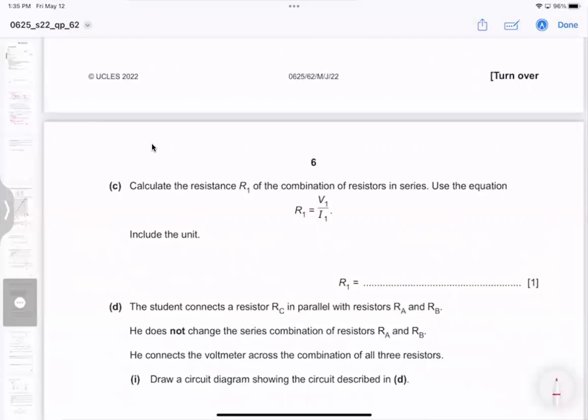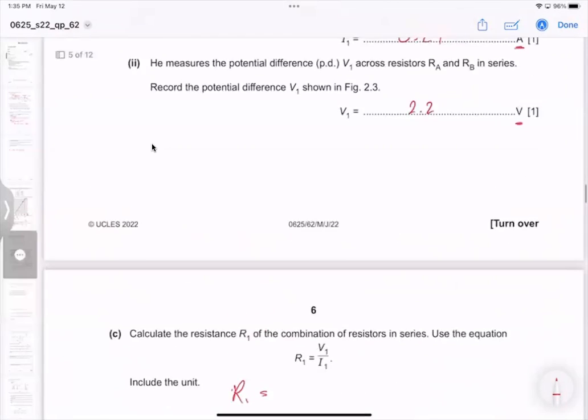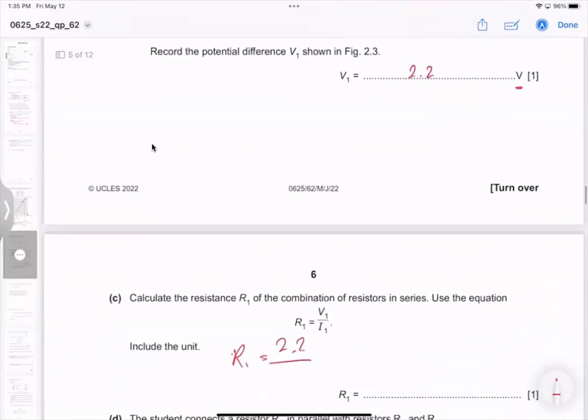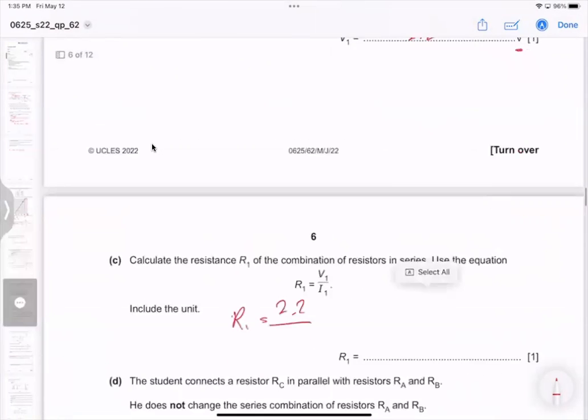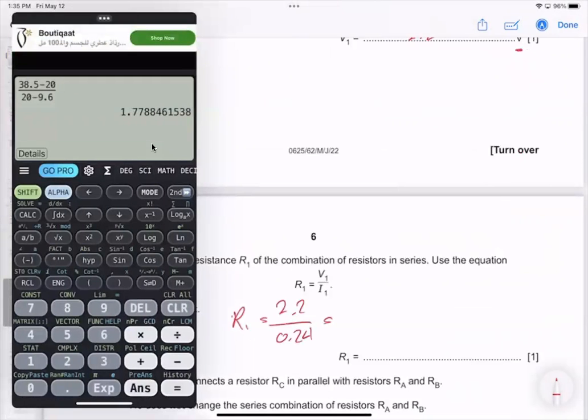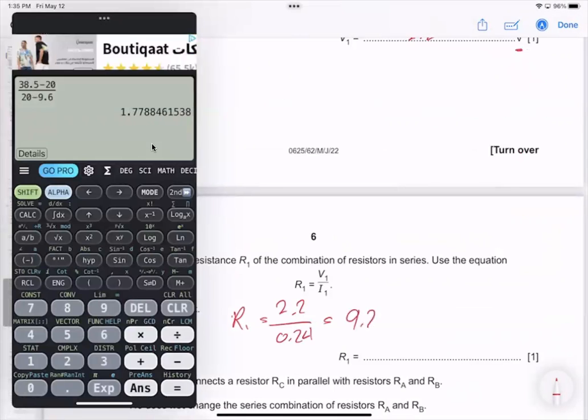Calculate the resistance R1 of the combination, so R1 equals, what is V1? 2.2 over 0.24. 9.2, so 9.2 ohms.